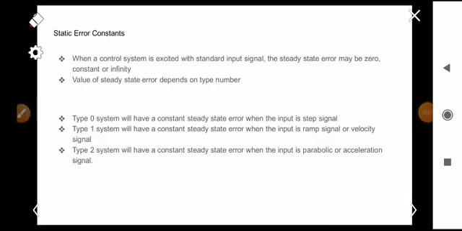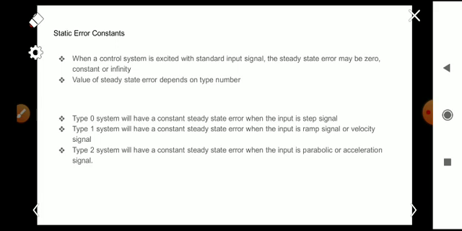Hi all. So in this video we are going to discuss the static error constants. In the previous video we learned what a steady state error is. Here we are going to find some relations between the steady state error and some static error constants.